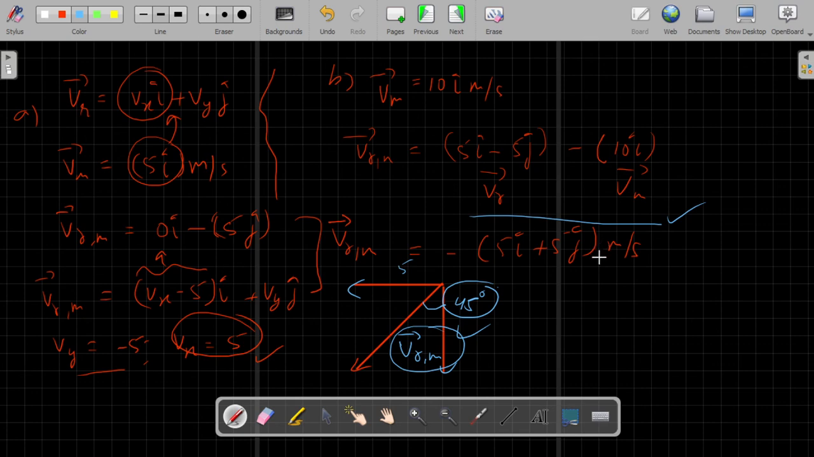In the next lecture, we'll be discussing the river boat problem, and in that also the same idea would be applied with a different mix.